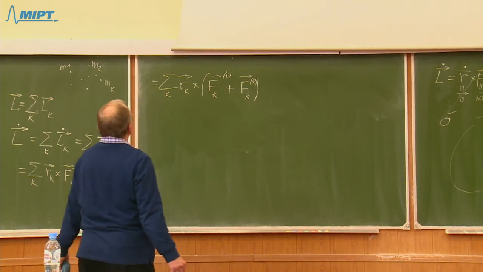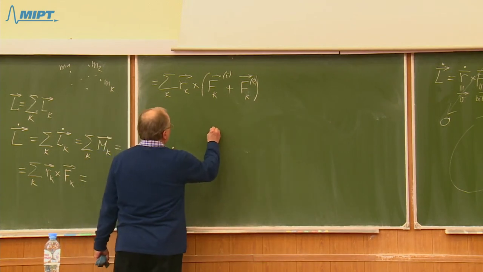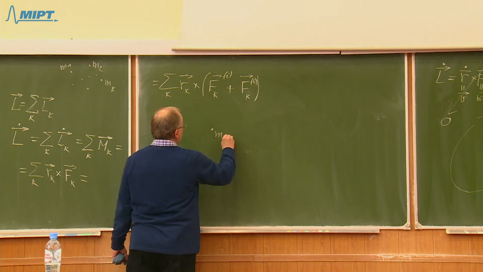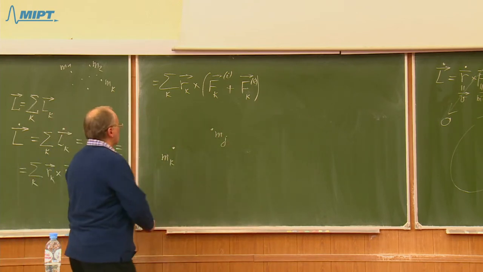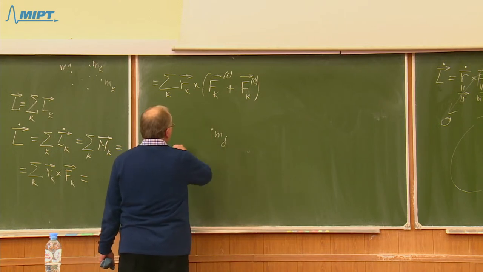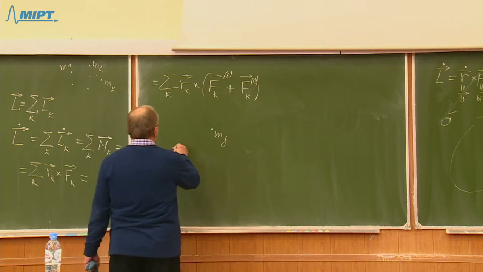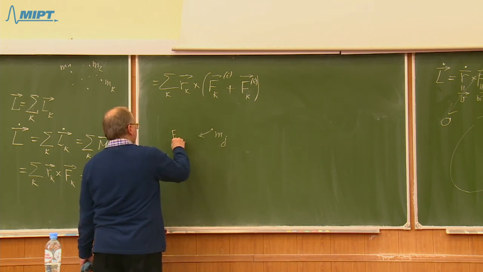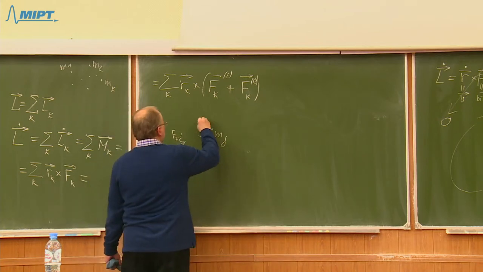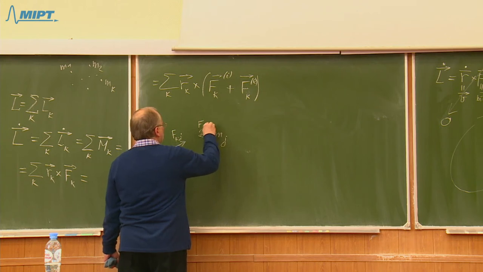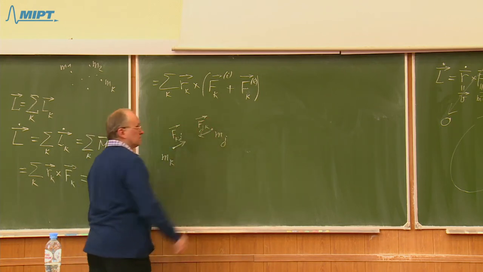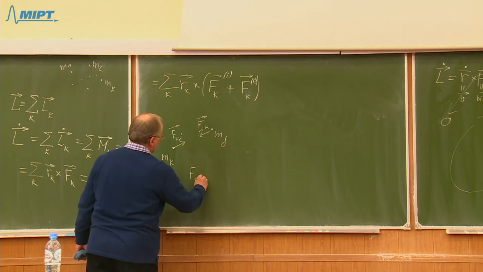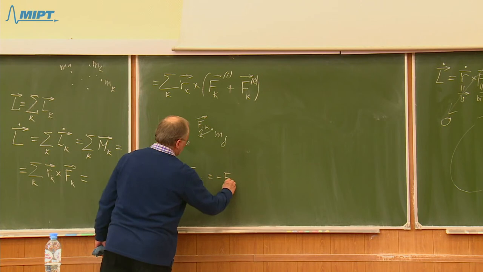In order to understand it, let's consider two different points, mass number k and some other mass number j. Let there be some forces of interaction, internal forces acting between these two masses. The first force will be directed here and the second force here. That will be the force acting on particle number k from particle number j, and that will be the force acting on particle j from particle k. According to Newton's third law, these two forces are equal in magnitude but oppositely directed and acting along the same line.